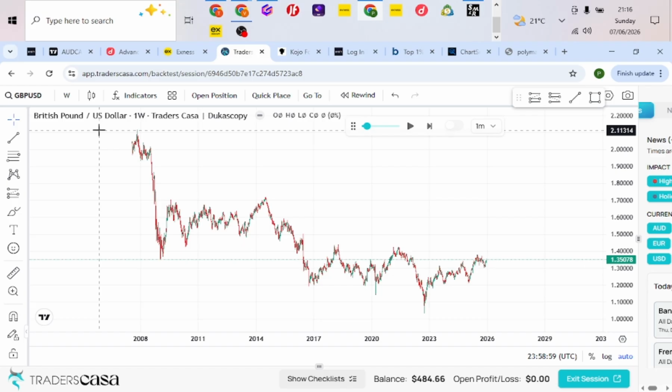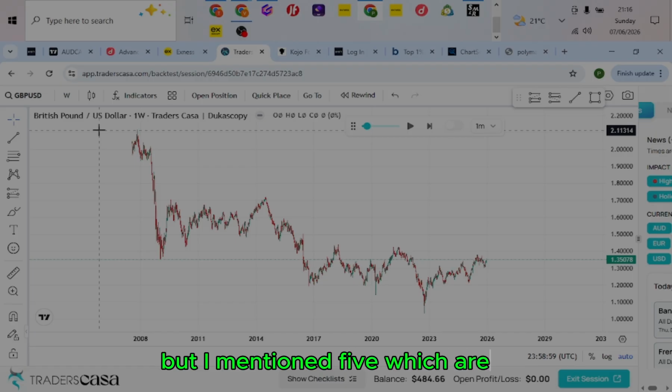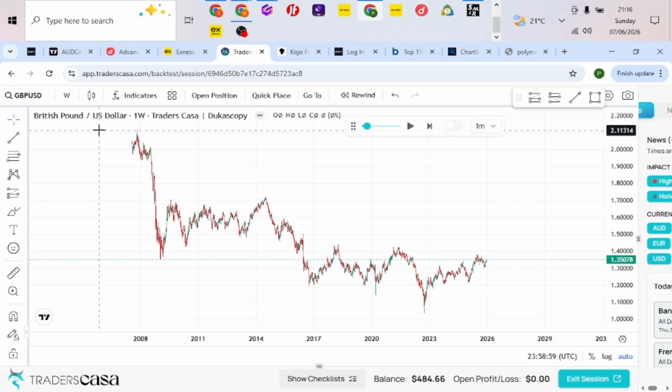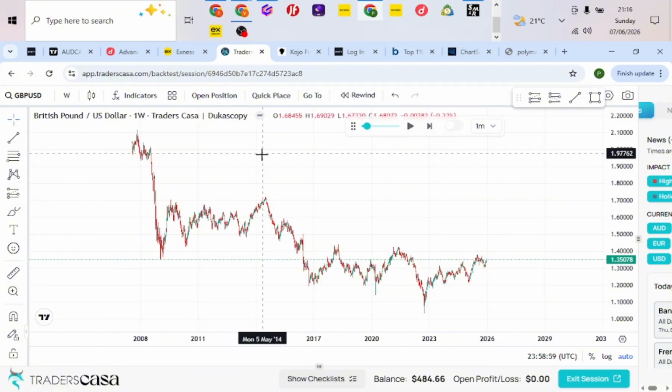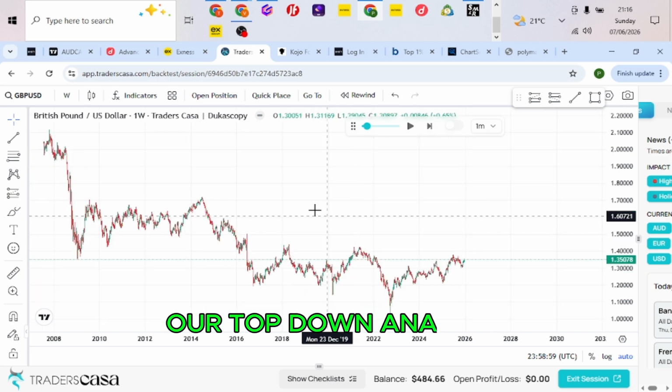Now let us backtest on GBP USD using market structure. Remember, like I said, there are a lot of characteristics of market structure, but I mentioned 5, which are trend identification, entry confirmation, reversal detection, risk management, and support. So let us apply all these few uses of market structure and see if we can make money on GBP USD by backtesting on it. Let us go. But first, what do we do? We do our top-down analysis.